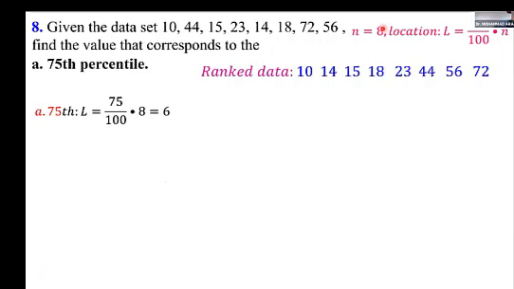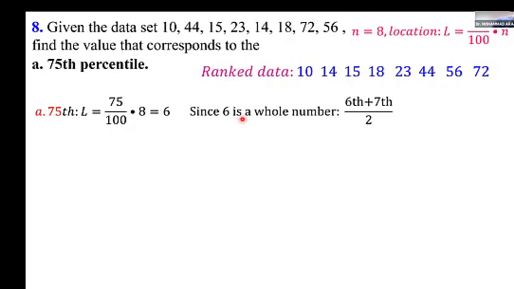The way it works, when it is a whole number, they go between that and the next one, 6th and 7th, divided by 2. So number 1, 2, 3, 4, 5. This is the 6th one. This is the 7th one. Add them up, divide by 2. So the 75th percentile, the number is 50.